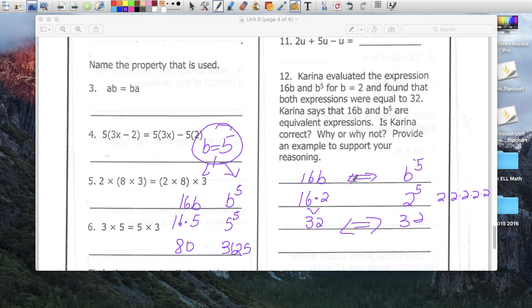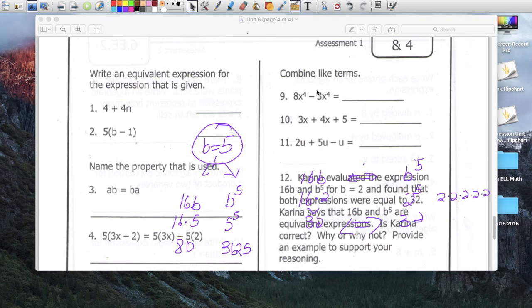Okay, so they're equal when b equals 2. Okay, that's it. All right, so I don't know if b equals 4, will they be the same? I have no idea. When b equals 10, will they be the same? Definitely not. Okay, but we know that when b equals 2, they are equivalent. All right, so they're not equivalent expressions for other values of b. Okay, and I think that's that.